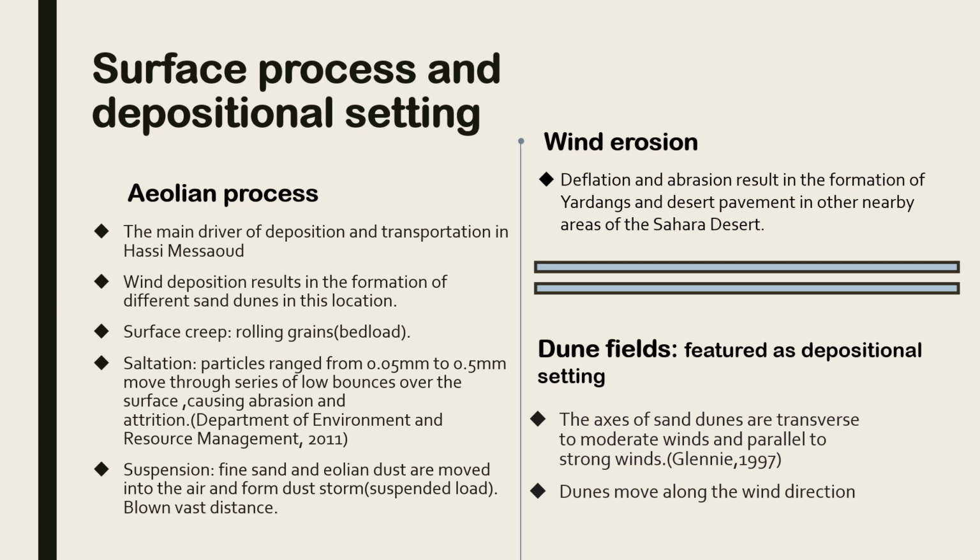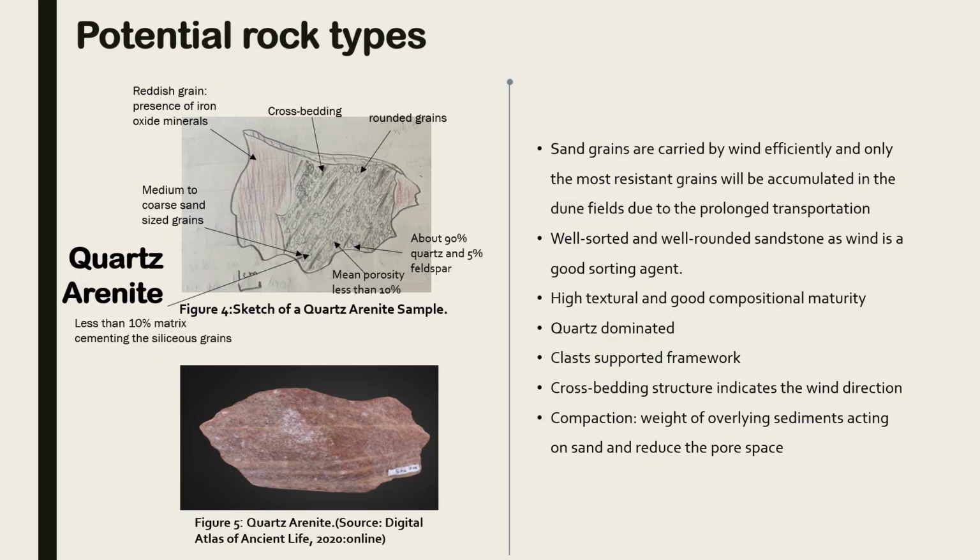The dune field is classified as a depositional environment, and the axes of sand dunes are transverse to moderate winds and parallel to strong winds, and dunes move along with the wind direction. The potential rock type in this location is coarse arenite that is deposited by the wind process, as the wind can carry sand-sized grains effectively, and only the most resistant grains, mainly quartz, are likely to accumulate in the dune fields due to the long-distance transportation.